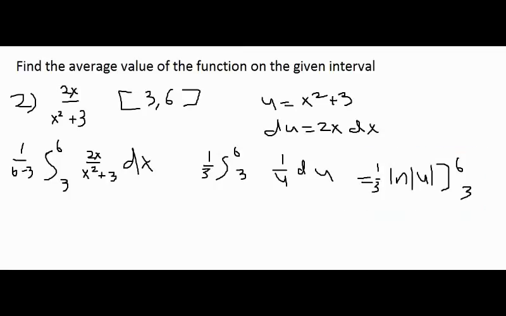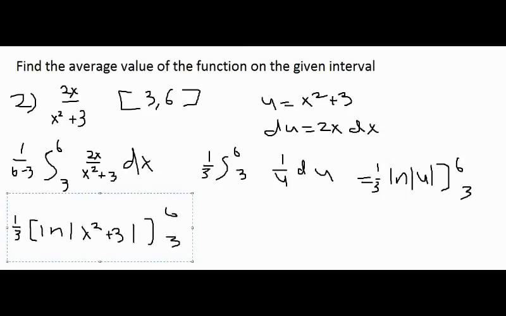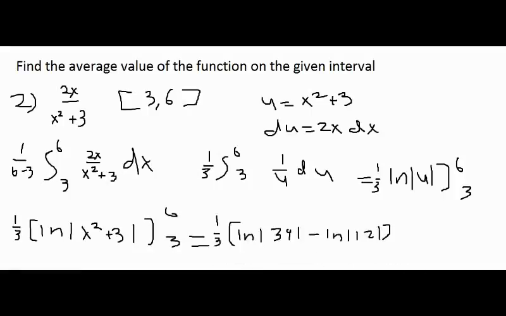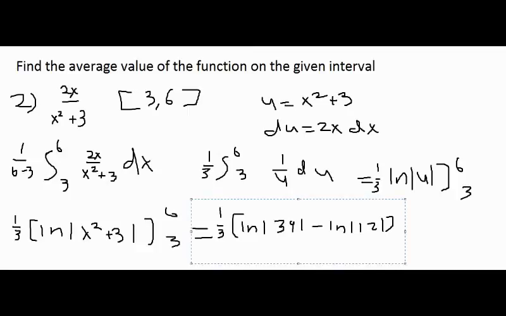So now what I would like to do is replace the u back with our original x squared plus 3, so that we get 1 over 3 times the ln of x squared plus 3 from 3 to 6. I would then plug in my values of 3 and 6 using b minus a. So you would get, when you simplify, the ln of the absolute value of 39 minus the ln of the absolute value of 12. And you know that using log properties, subtracting two logs from each other is the same thing as dividing. So for our final solution, we will get 1 over 3 ln of 39 over 12.